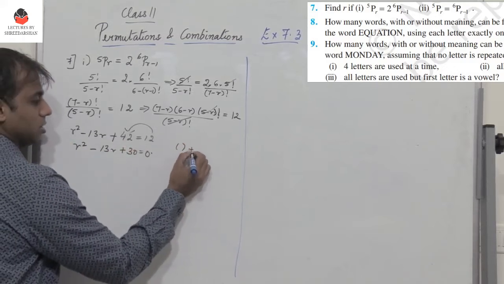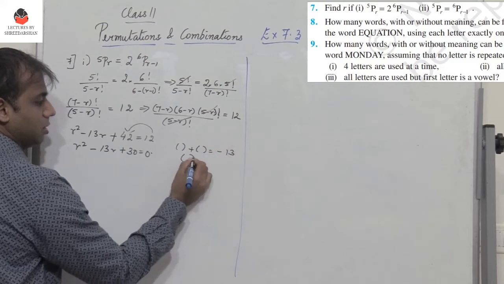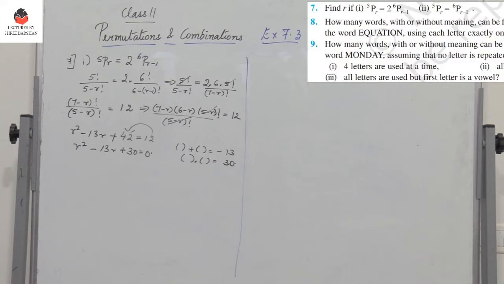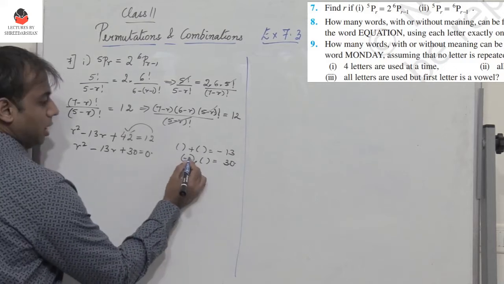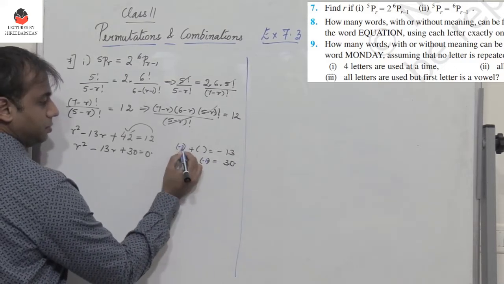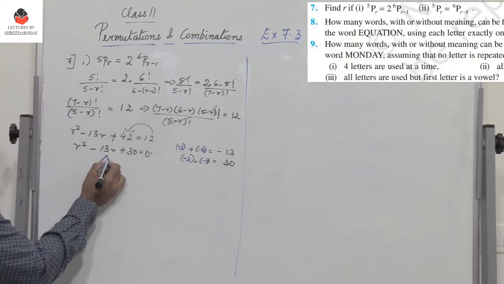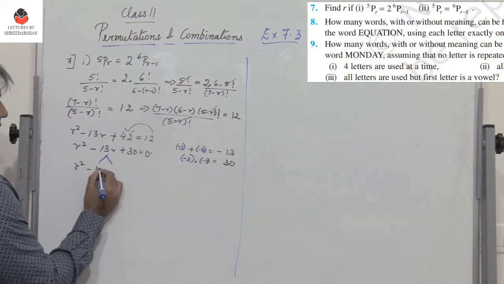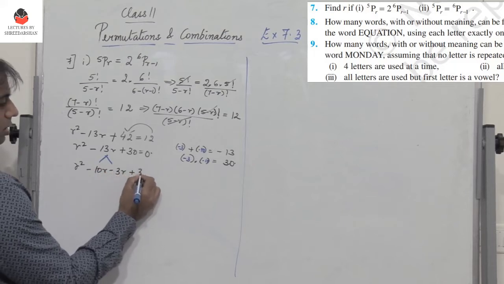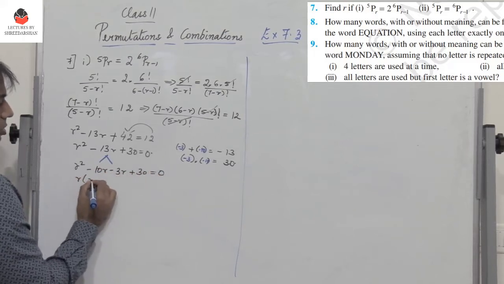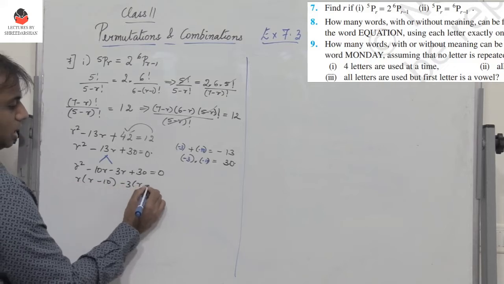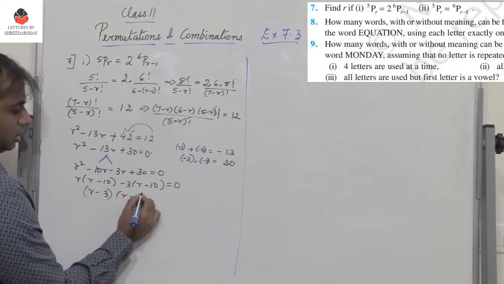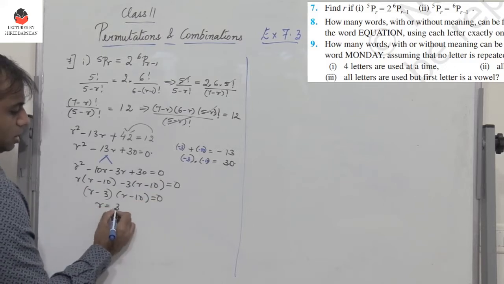So find two numbers such that when you add them you get minus 13, and when you multiply you get 30. So what are those two numbers? It's very simple. It is minus 3 and minus 10. So split this as r square minus 10r minus 3r plus 30 equals 0. So r into r minus 10 minus 3 into r minus 10 equals 0. So you have r minus 3 into r minus 10 equals 0. So r equals 3 or 10.